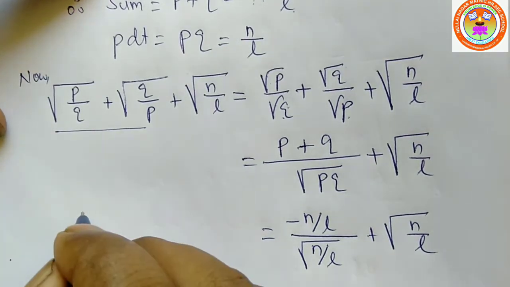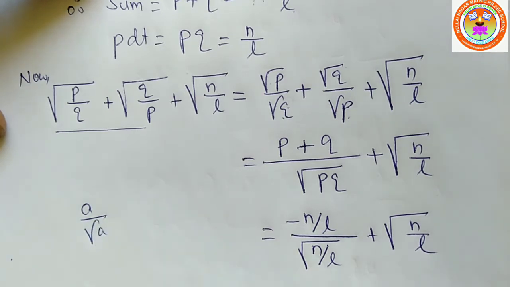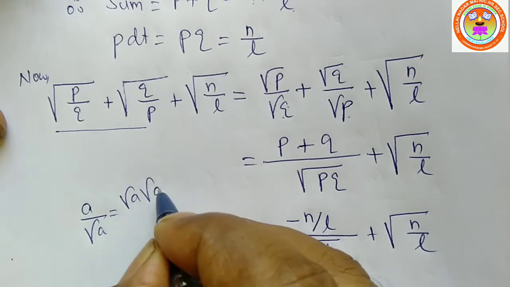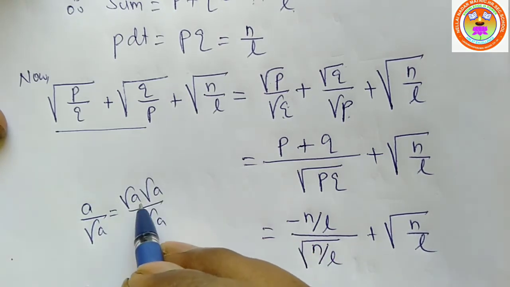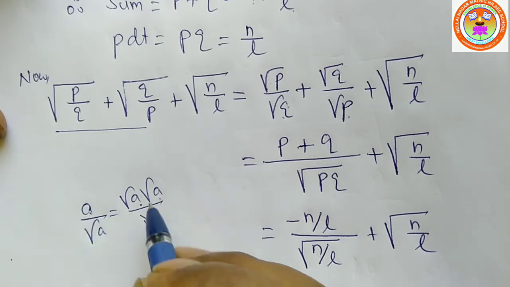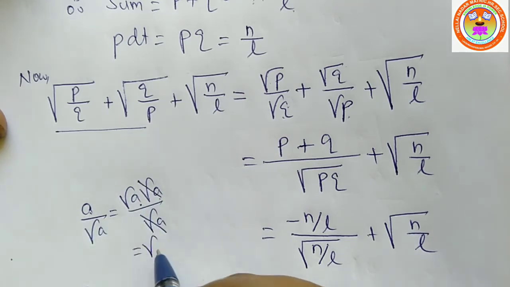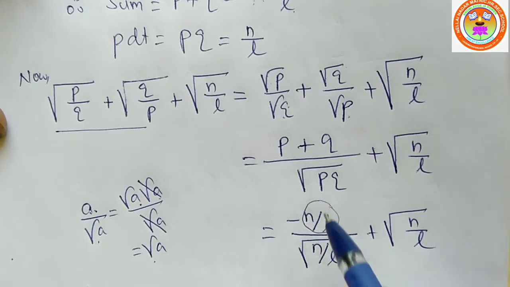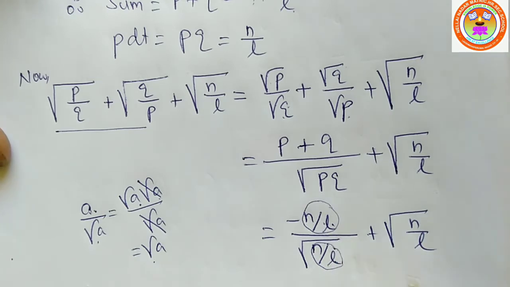We know A by root A. What is A by root A? This A can be written as root A into root A divided by root A. Root A into root A is A. If we cancel one root A, what is remaining? Root A. That means A by root A is simply written as root A. So if we consider this as A, this is also A. So A by root of A. So this can be simplified as root of N by L, right?